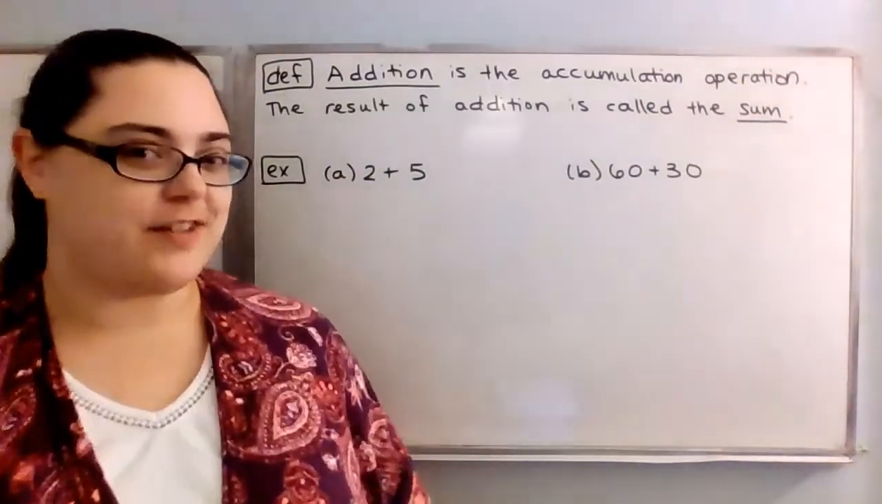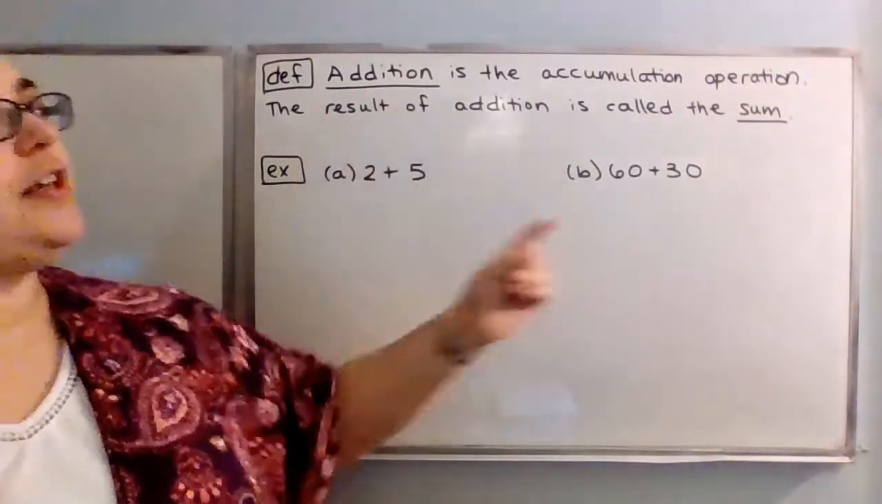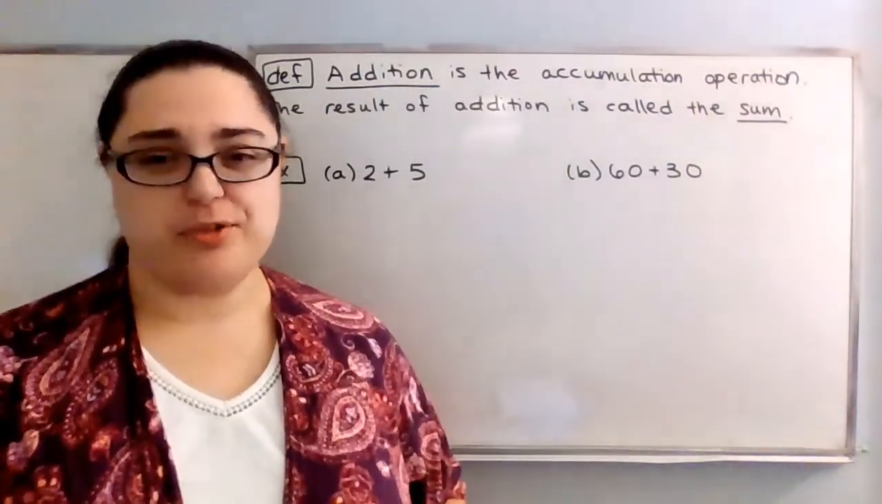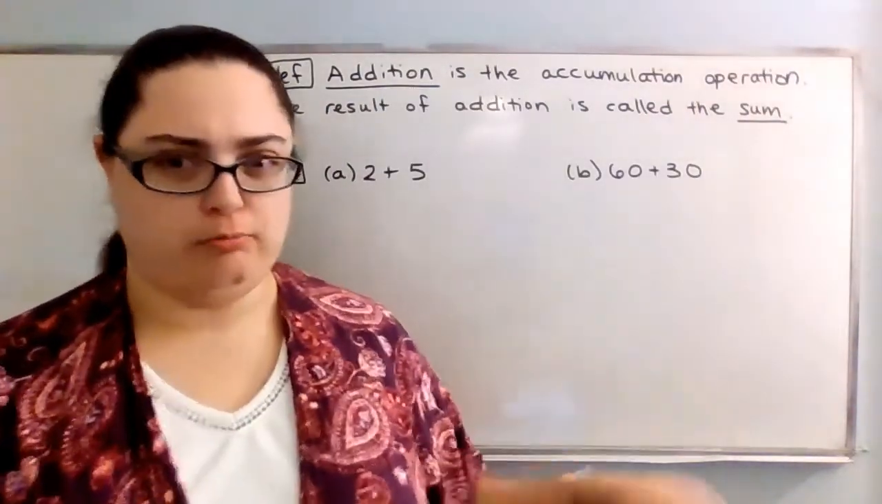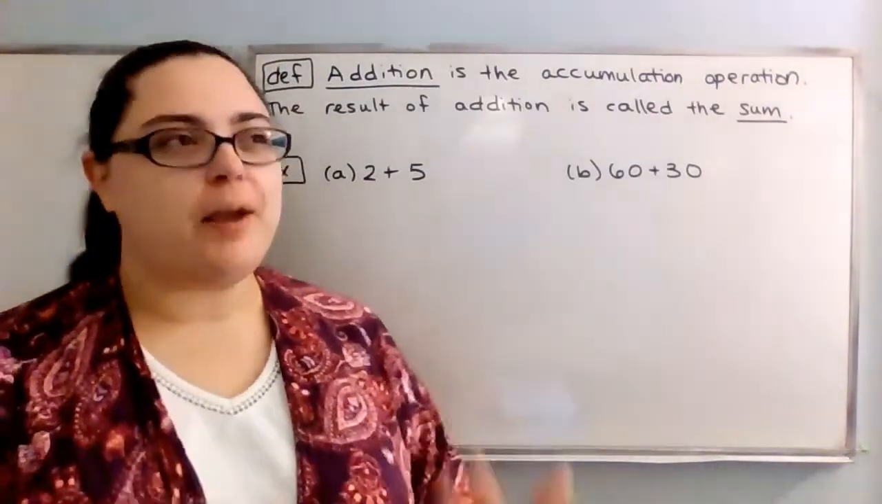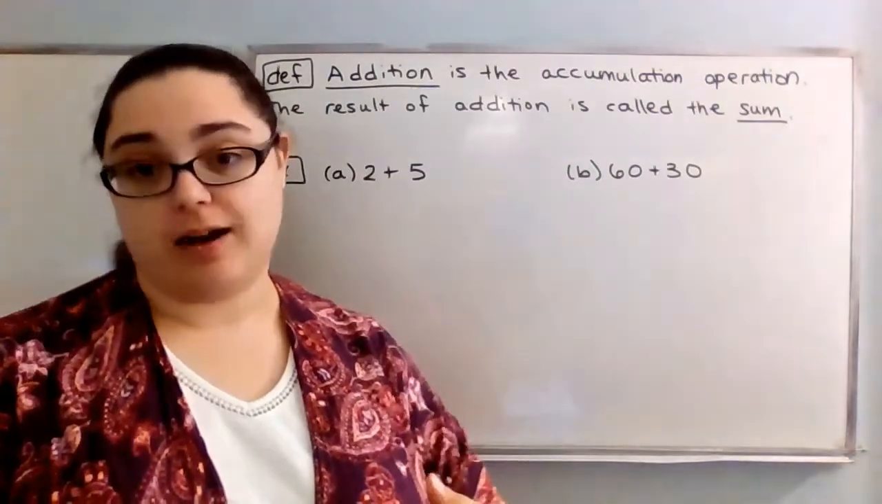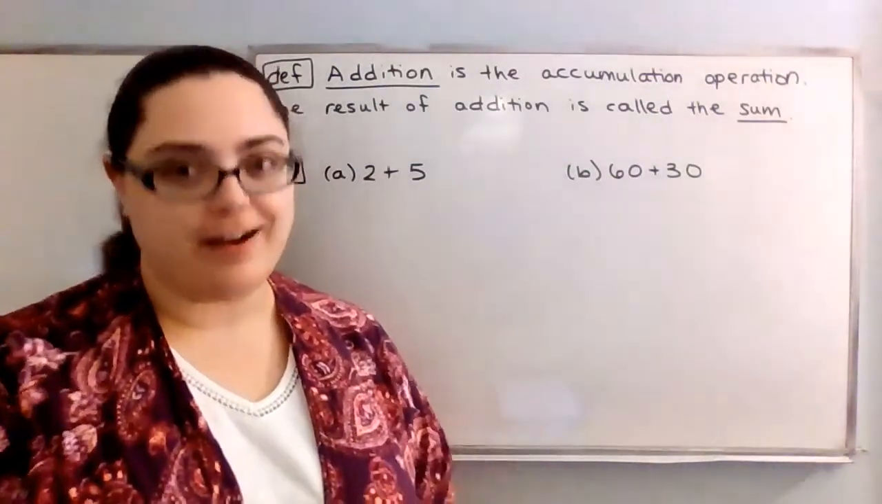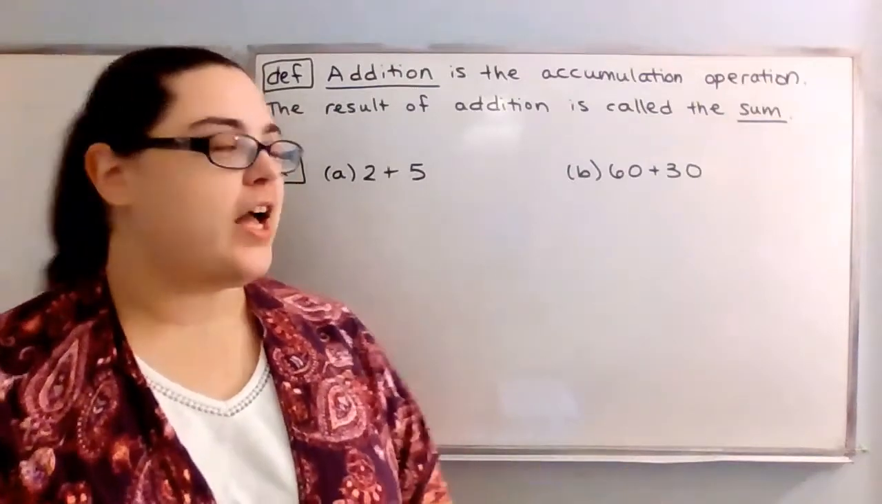All right, so here's our definition. Addition is the accumulation operation. Now in math, when we say operation, we don't mean scalpel, forceps, whatever. We mean an operation is a way of interacting objects. In this case, we're accumulating objects. So we're adding objects together.